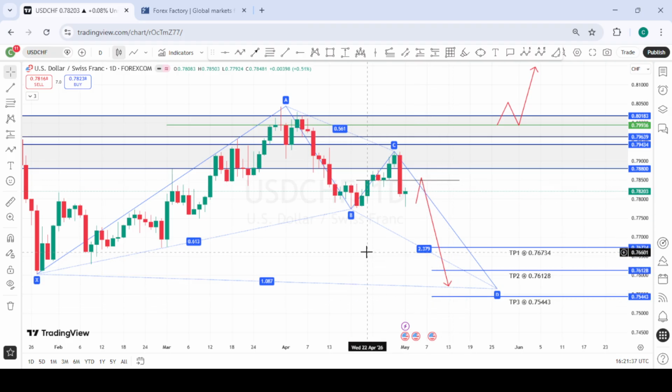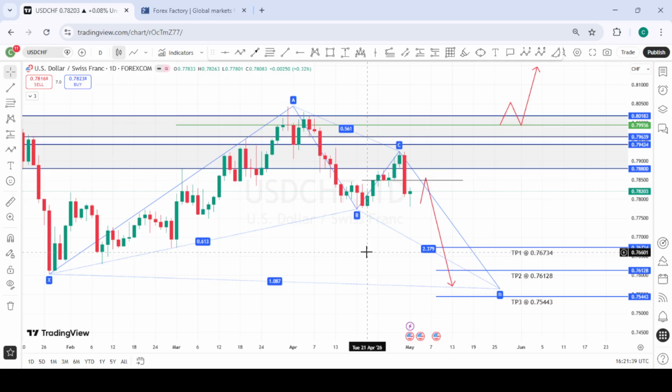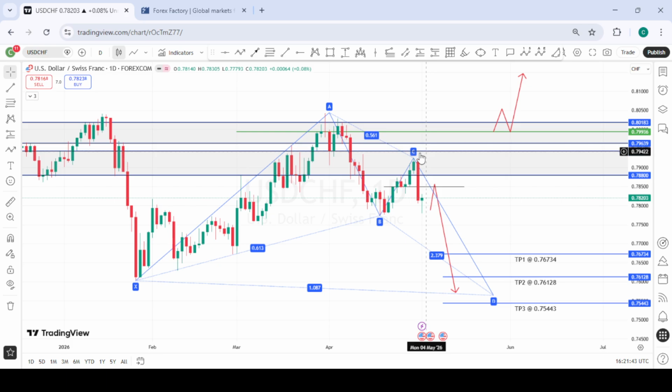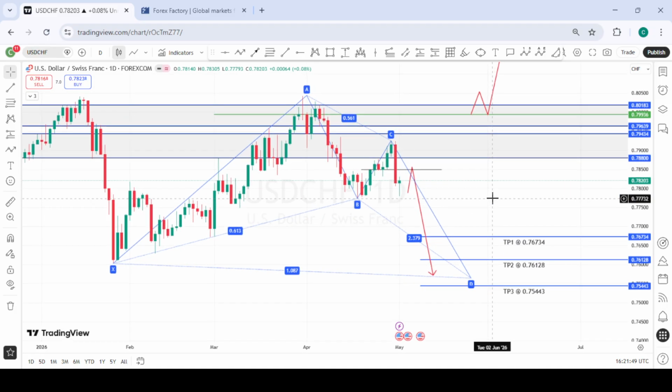So we are bearish on USDCHF for the coming week. This can only be invalidated if these highs are cleared and price makes its way above to clear these highs as well. Until then, we are very bearish on USDCHF for the coming week.